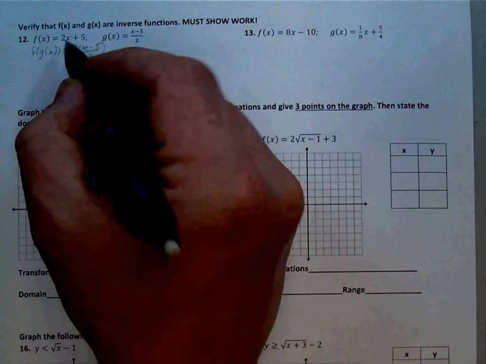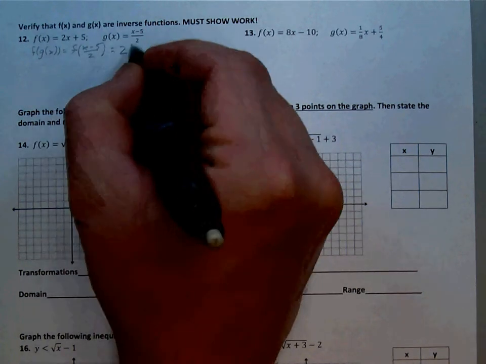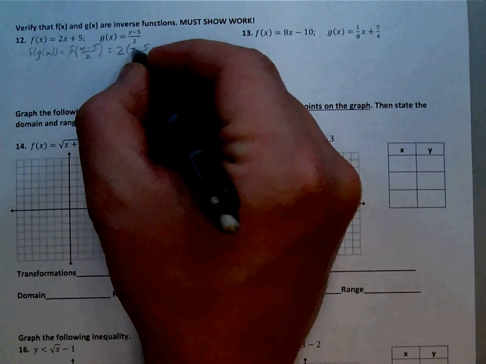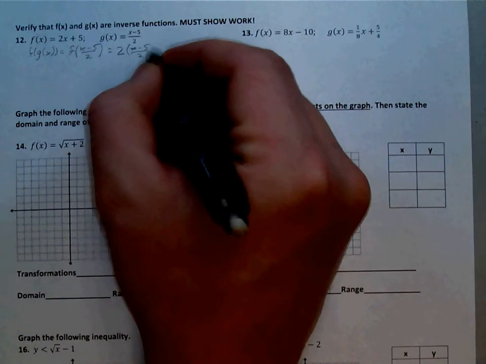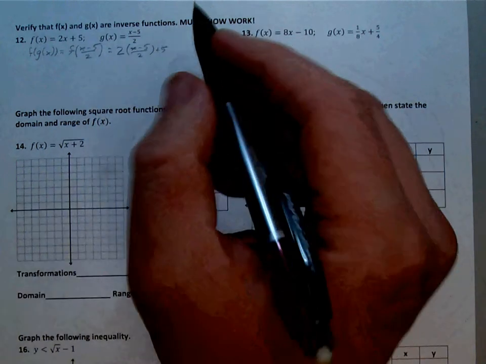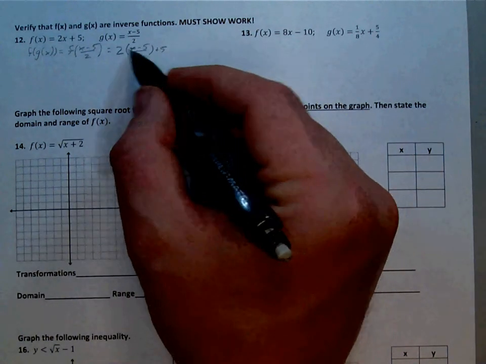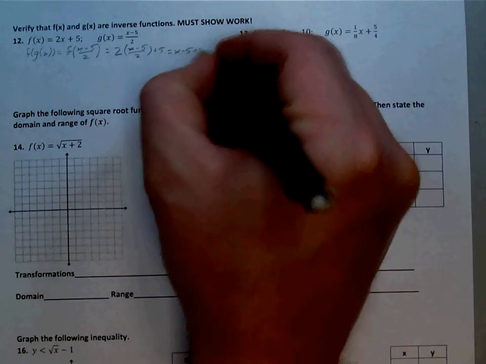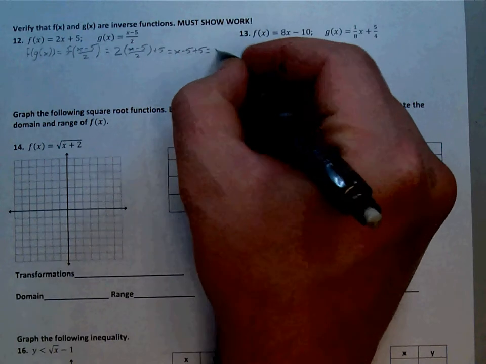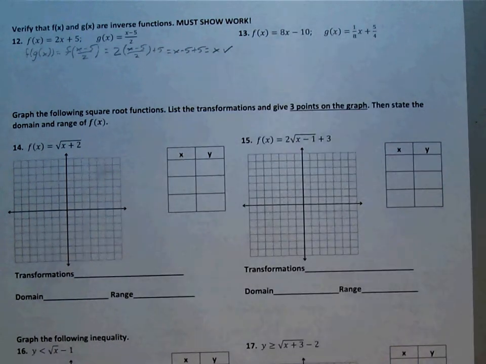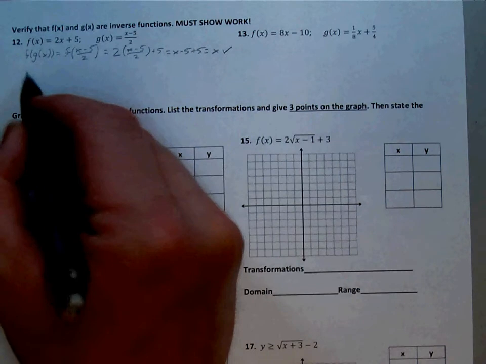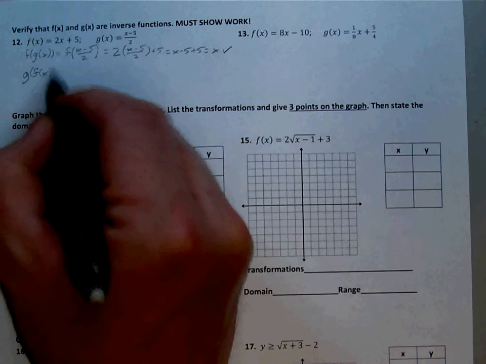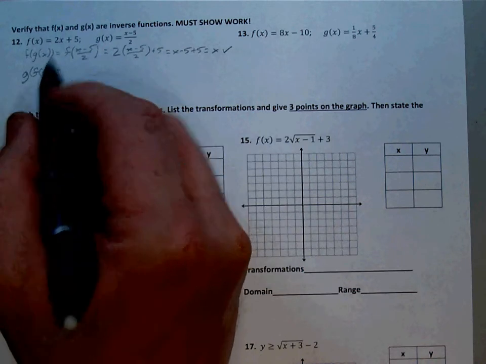So I'm going to plug that into the f function. So the f function says to take 2 times that input plus 5. So 2 times this fraction, the denominator 2, the 2's will cancel, giving us x minus 5 plus 5, which does in fact equal x. So I should put a little check mark. That part worked. So then I have to verify that g of f of x also equals x. If this happens, then I will have verified that they were in fact inverses.